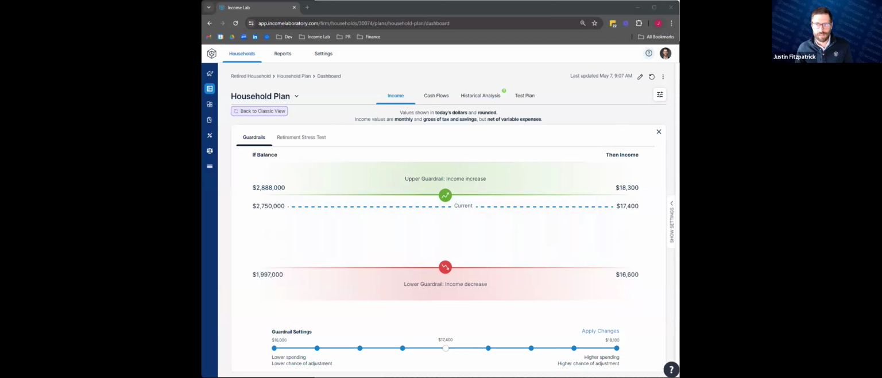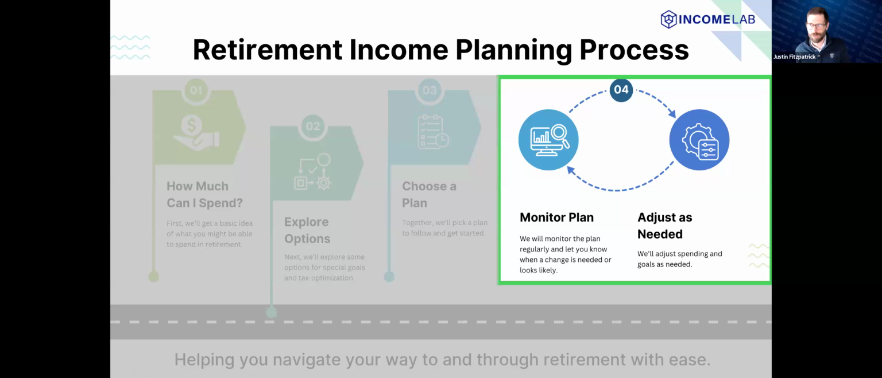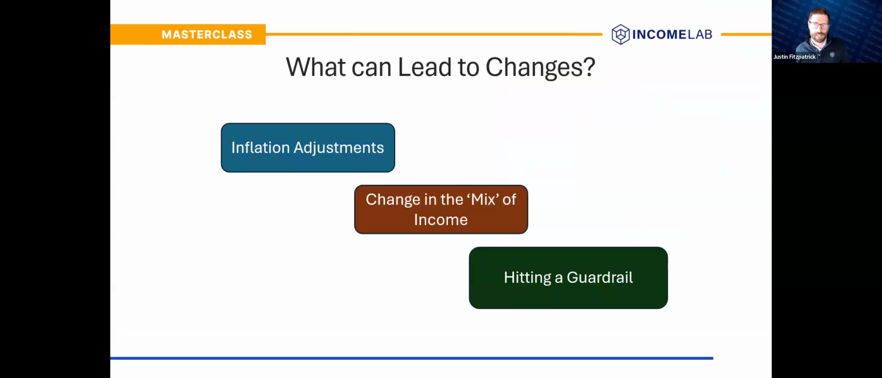So the question that we often get then is, okay, great, I'm going to be getting nearer or farther away from guardrails. What is causing that to happen? Or what could lead to a change, I guess. So, you're just chugging along, hopefully your client's living their life. And then at some point on one of those 6-month meetings or whatever your structure is as a practice, there may be a change. And there are really 3 types of changes you could see in Income Lab. Inflation adjustments, so really just a COLA, cost of living adjustment, a change in the mix of income, or hitting a guardrail.